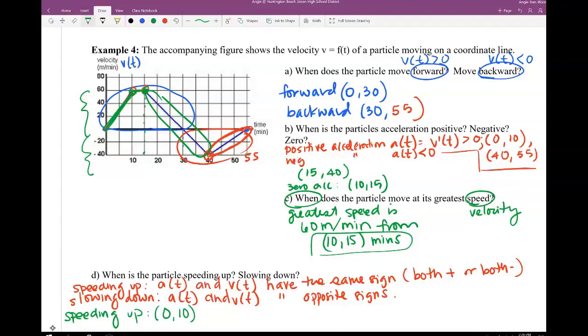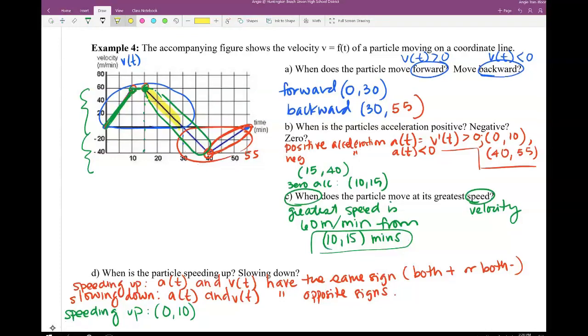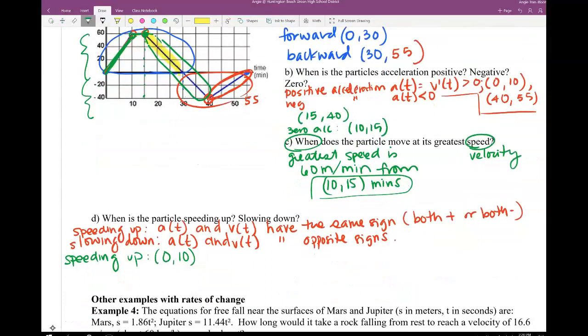Well, another spot, okay, so look at this piece. This piece right here, see that right there? That piece has negative slope, but the velocity is positive because it's above the y-axis. So that's opposite sign. So that is really my slowing down. Okay, slowing down. So that is from 15 to 30.